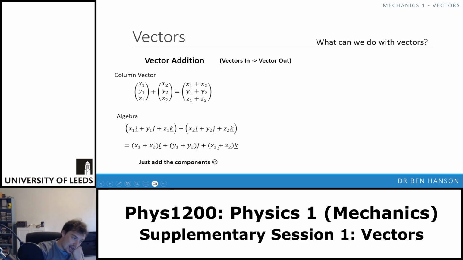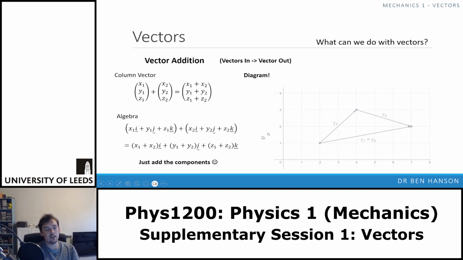And if we just add the components together, this is what it looks like on a diagram, right? So if I've got some r1 vector here and some r2 vector here, r1 plus r2 is like going from the start point of vector r1 to the end point of vector r2. And that's true for as many vectors as you want to add together.